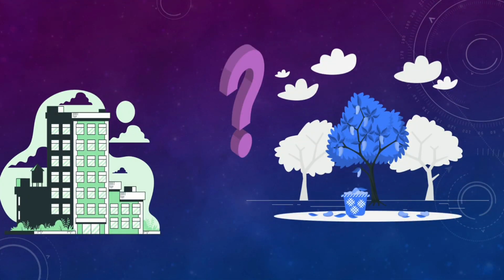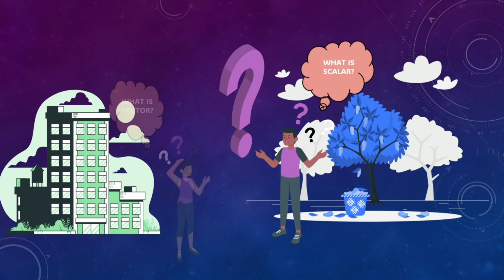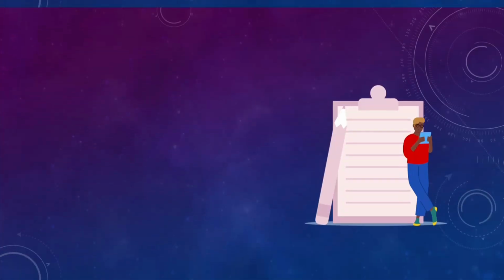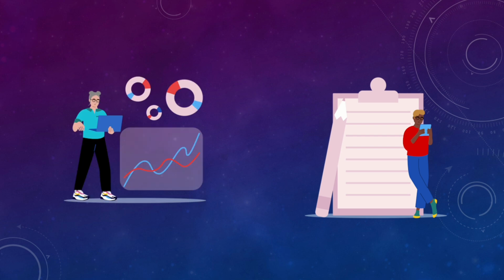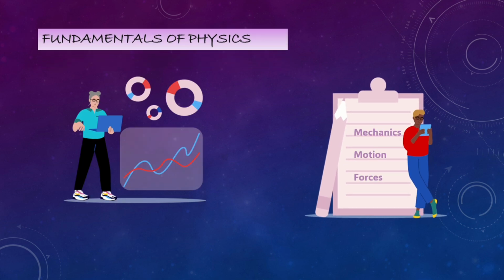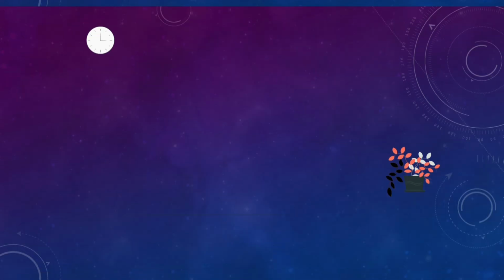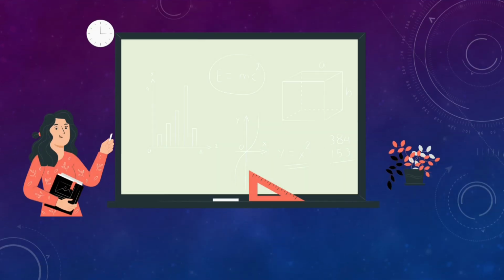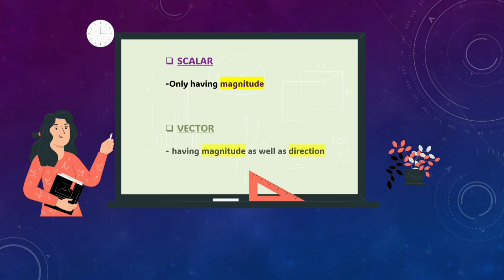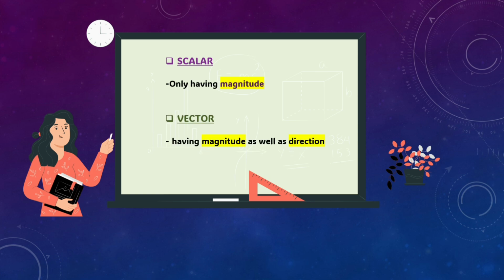Now the question arises: what are scalars and what are vectors? As we are going to study the fundamentals of physics, we need to understand some basics, like mechanics, motion, and forces. First we will discuss the definitions. A scalar quantity is a quantity having magnitude only, and a vector quantity is a quantity having magnitude as well as direction.